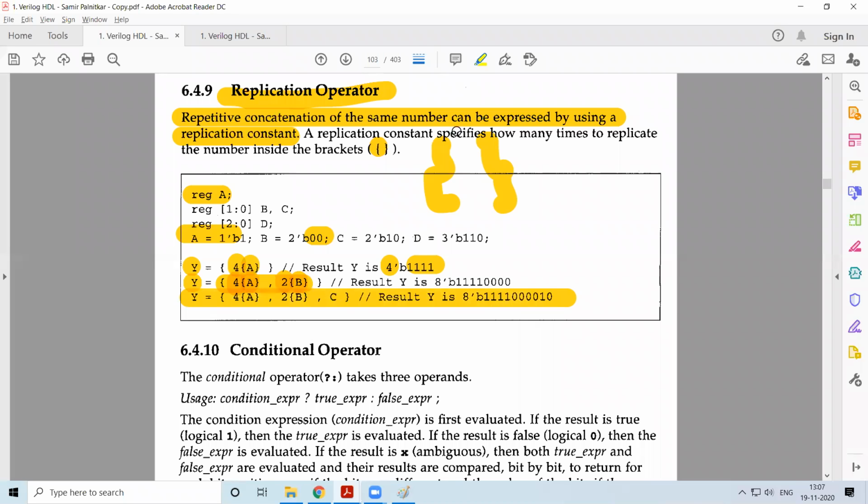In the next class, we'll be looking at the conditional operator, and we'll look at one example.